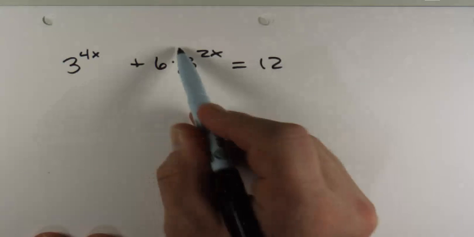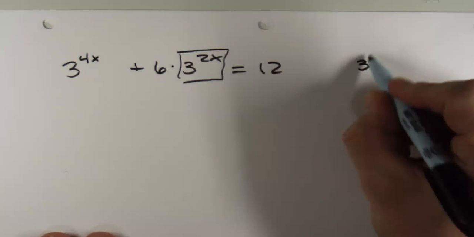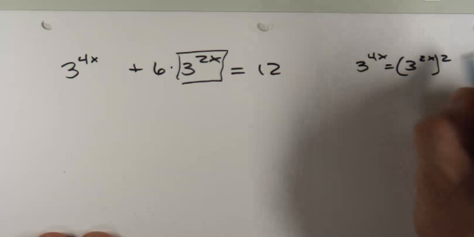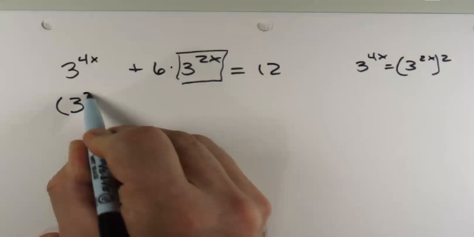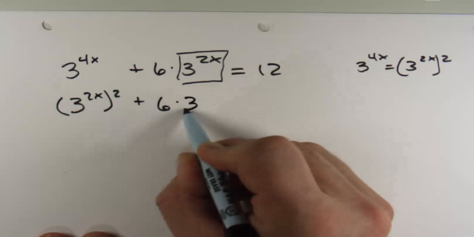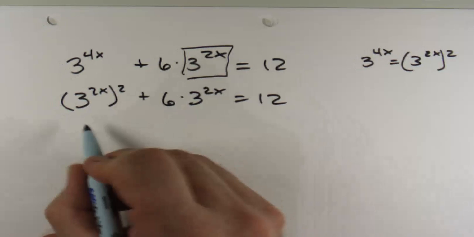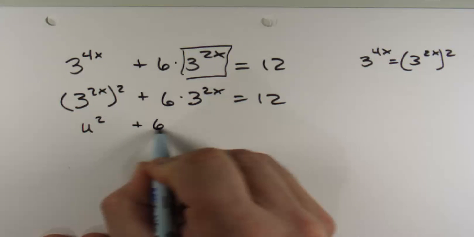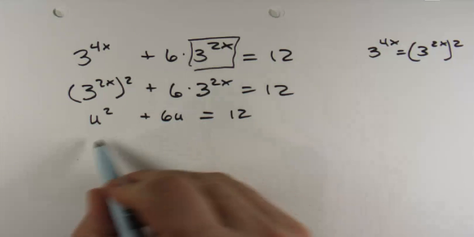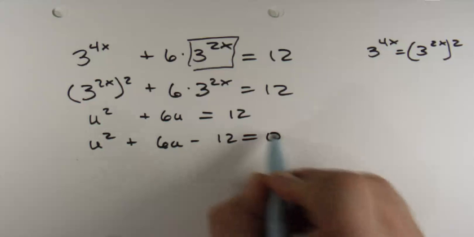I notice right here a 3 to the 2x, and I seem to remember that 3 to the 4x is the same as 3 to the 2x squared. So I'm going to replace 3 to the 4x with that. Okay. This kind of looks like u squared plus 6u equals 12. Okay, I'm going to bring the 12 over. U squared plus 6u minus 12 equals 0.